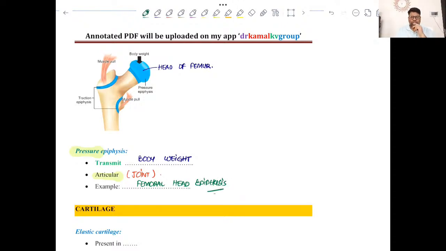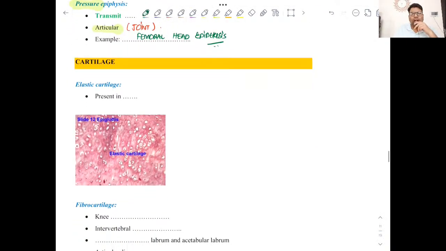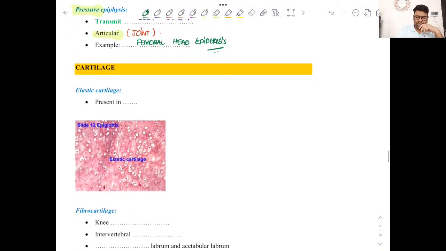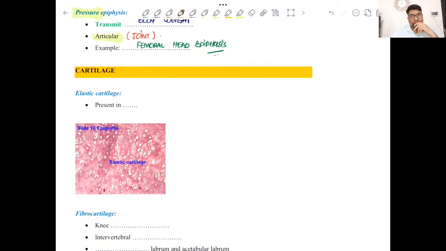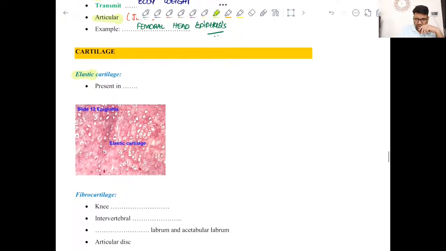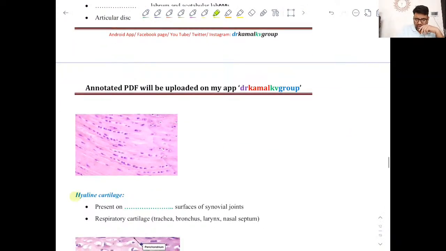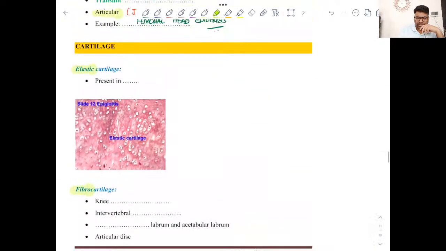Fine. So this is about epiphysis. Then we move on to cartilage, which is a little hard but not as hard as that of a bone, right? So there are three types of cartilage. One is elastic cartilage, as the name suggests, it is mobile. Fibrocartilage, and the third one is the hyaline cartilage. So there are three classes.